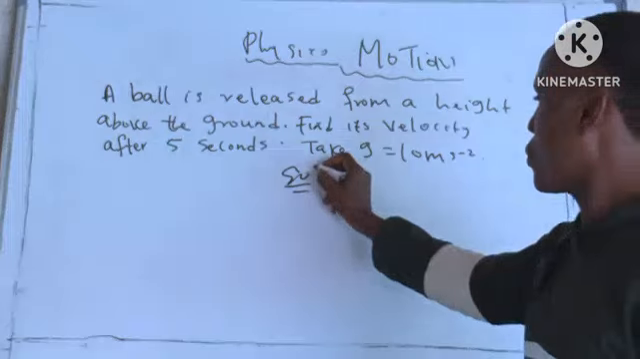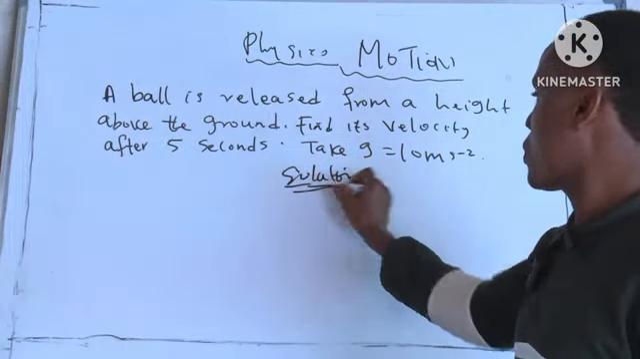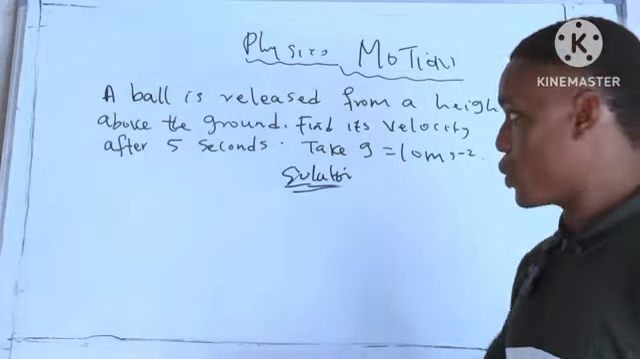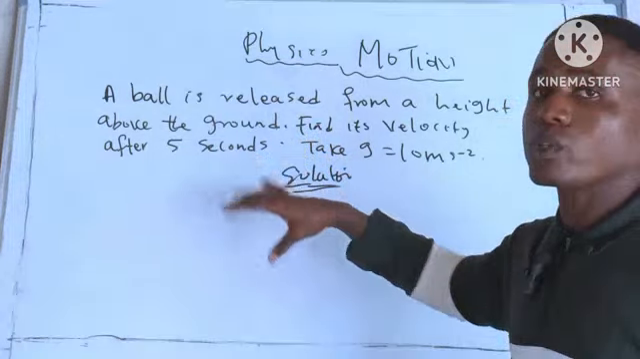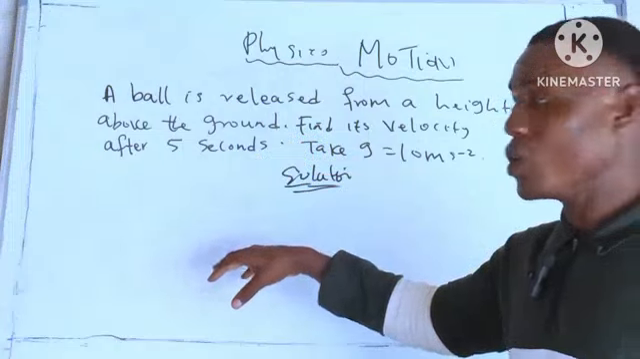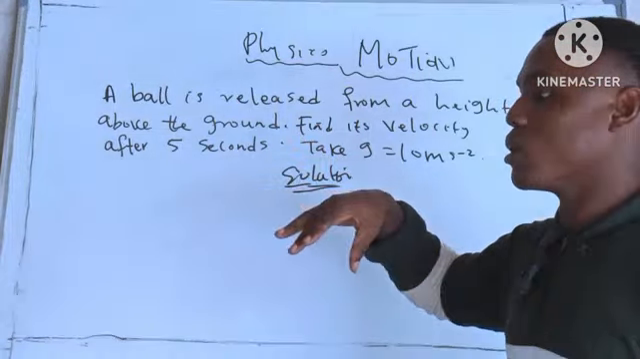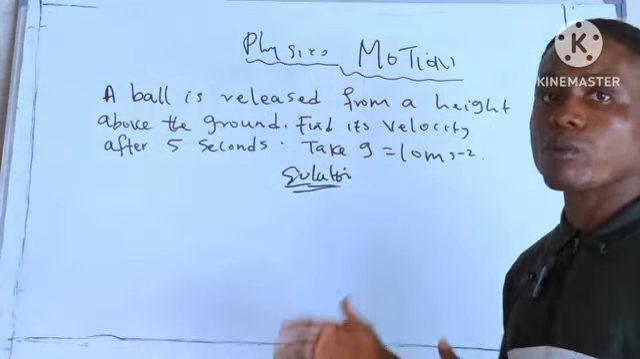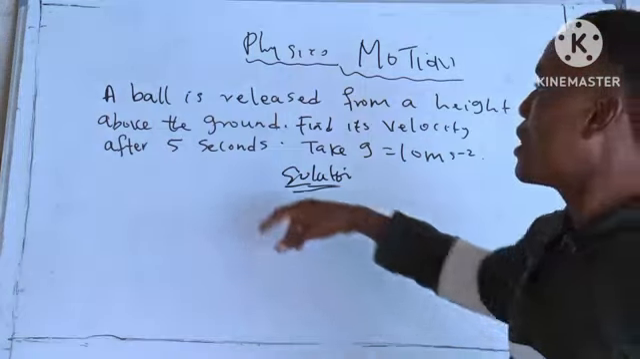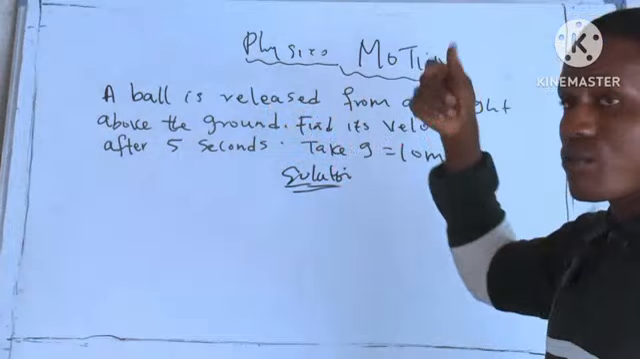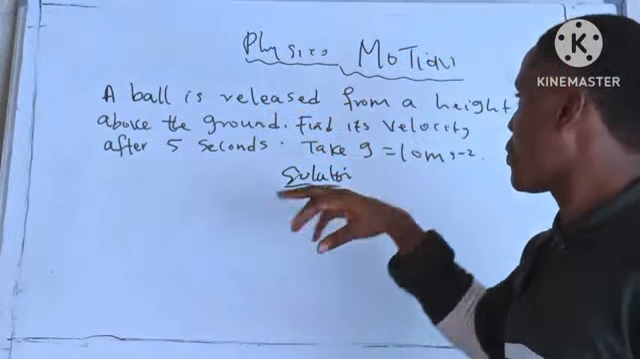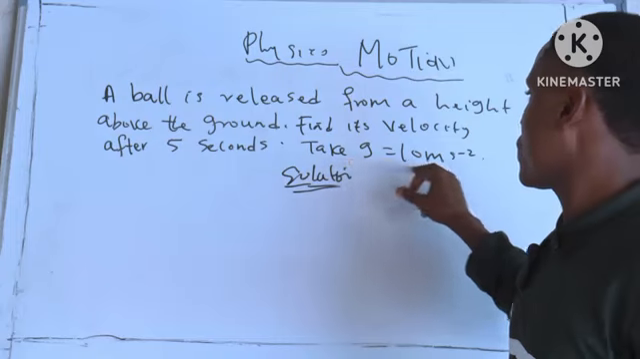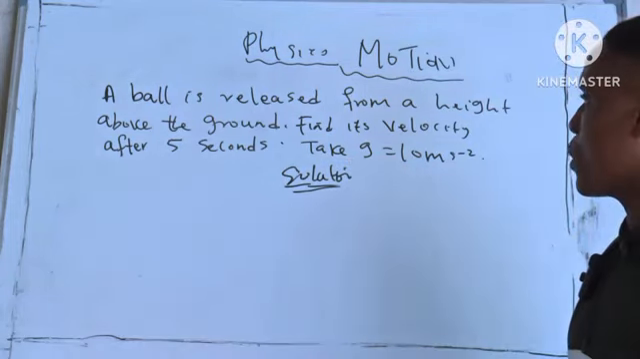Now, whenever you want to solve any physics question, the first thing you need to do is to understand the question and what you are asked to solve for. Understanding the question will help you identify the particular formula to use. They said a ball is released from a height above the ground. Find its velocity after 5 seconds. Take g equal to 10 meter per second square.